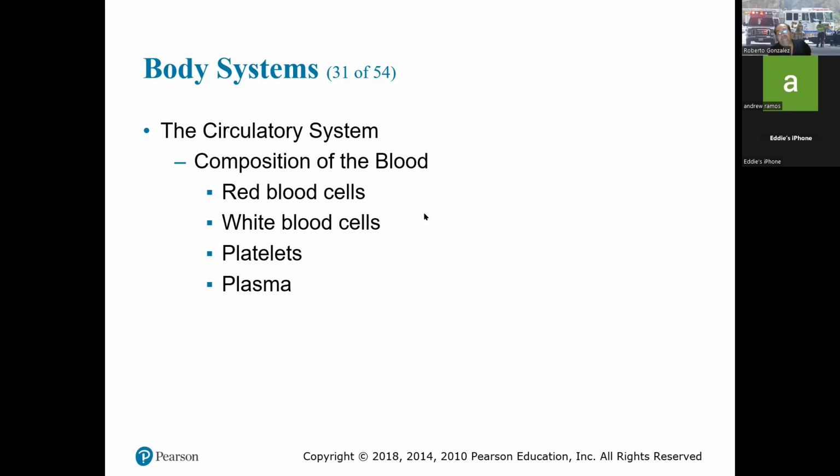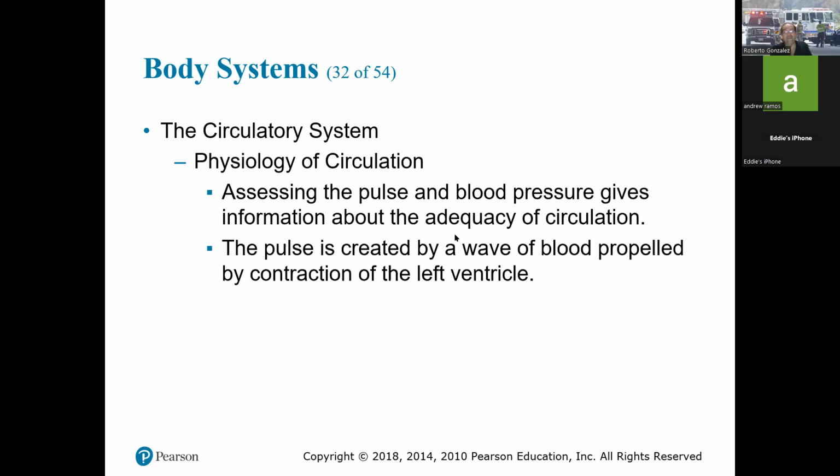So the composition of blood is red blood cells, white blood cells, platelets, and plasma. Okay, remember, red blood cells will carry all the oxygen, carbon dioxide, and nutrients. White blood cells are the ones that are there to protect against infections. Platelets are the ones that are going to be fixing up the walls of the blood vessels when they get cut or damaged. And plasma is in there to carry some oxygen and carbon dioxide.